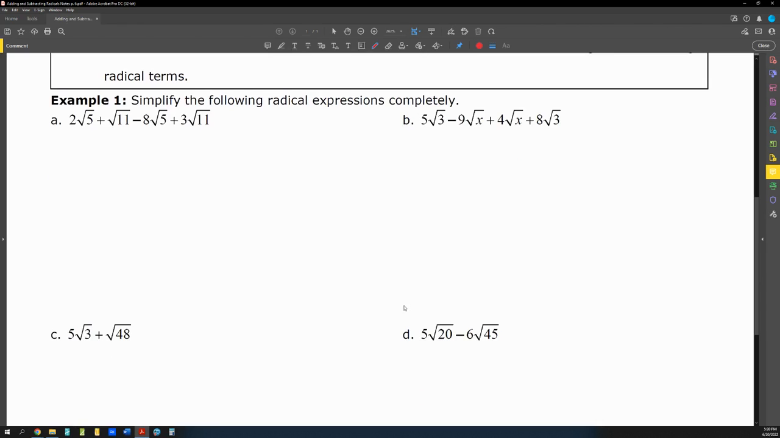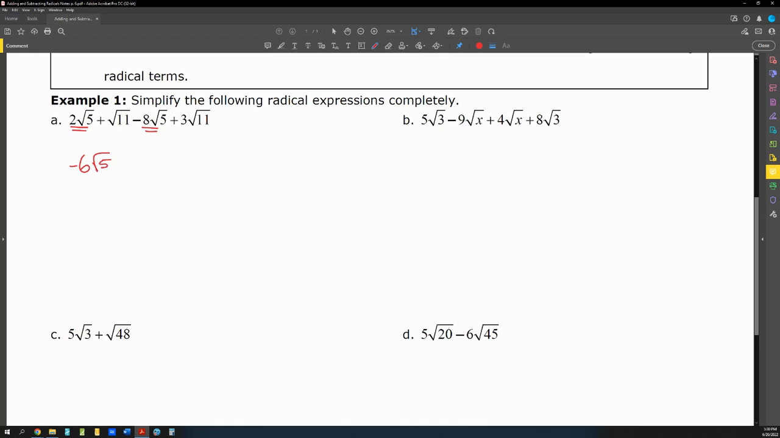So let's simplify the following expressions. Again, we're looking for radical terms that have the exact same radicand and index. So it's very similar to combining like terms. So here we have 2 root 5. We can say that is a like term to negative 8 root 5. So as we combine them, only the number in front is going to be affected. So we can do 2 minus 8 is negative 6 root 5.